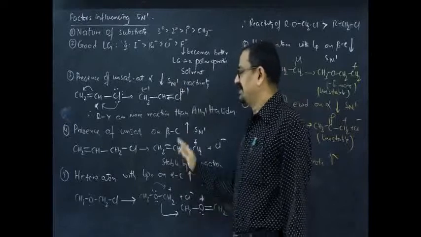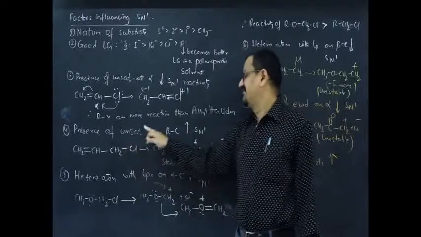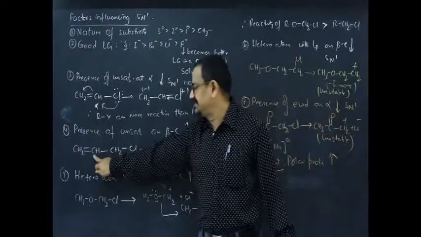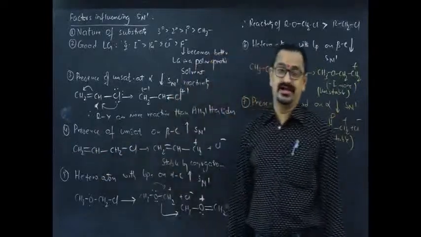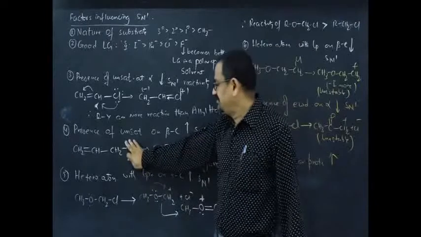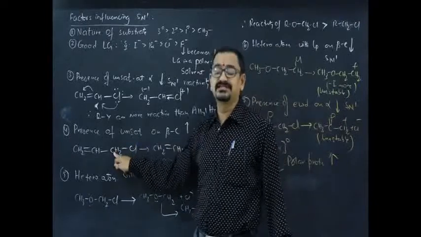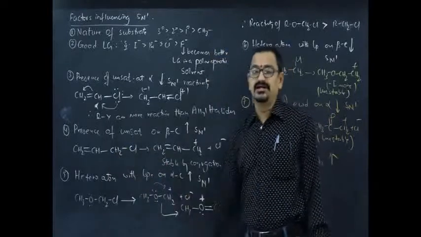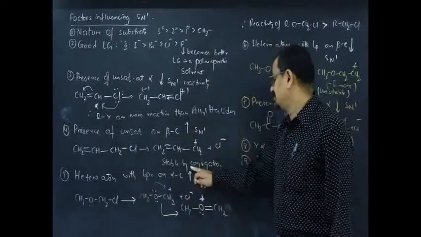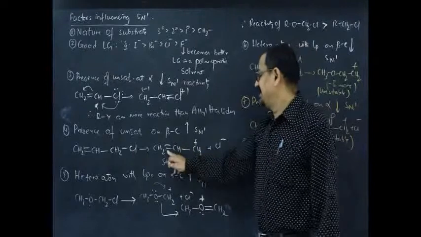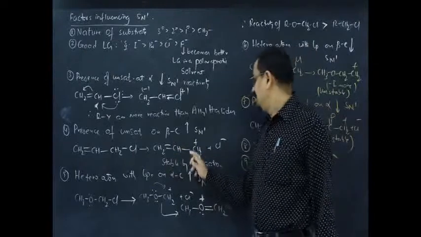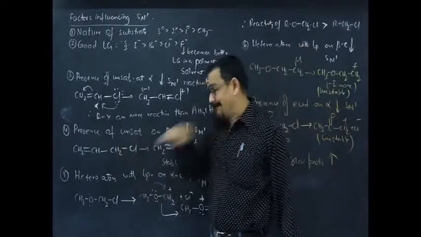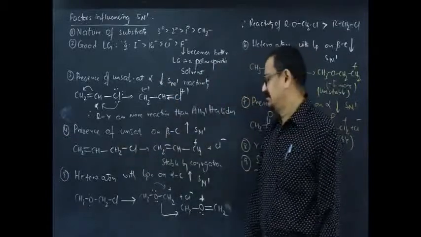When it comes to the next factor, presence of unsaturation on beta carbon, this is the alpha carbon, this is the beta carbon, it increases SN1 reactivity. How? When chlorine leaves the site, this will be a carbocation called an allyl carbocation, which can be stabilized by delocalization of pi bonds. Because of conjugation, this allyl carbocation can be stabilized well, and that is why presence of unsaturation at beta carbon increases SN1 reactivity.